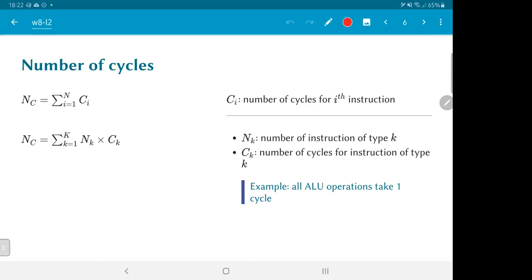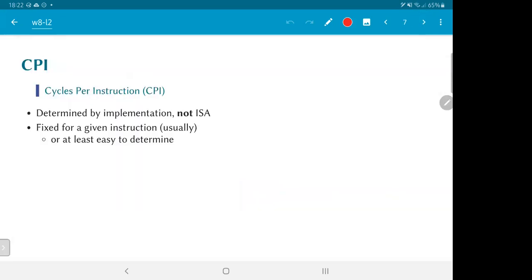However, this assumption that the number of cycles for an instruction of type K is a constant is a simplifying assumption that we will work with to understand the performance equation further. So based on this, we can now try and develop this concept of CPI, the cycles per instruction. As I said earlier, this is determined primarily by the implementation, the hardware implementation that we choose, not the ISA, for the simple reason that you could take an ISA and make a single cycle implementation.